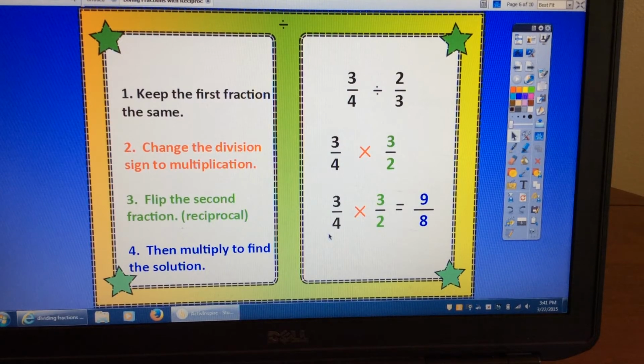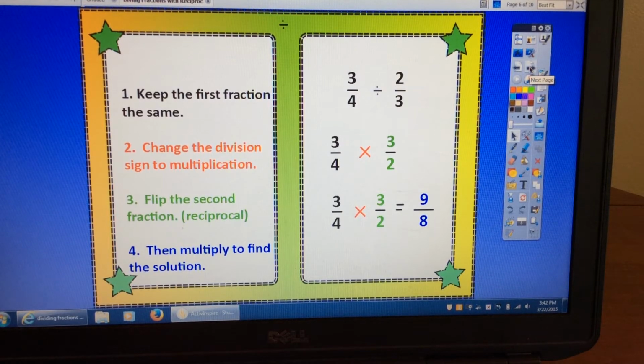Then we multiply, and when we multiply fractions, remember we can just multiply straight across. So 3 times 3 is 9, 4 times 2 is 8. And so 9/8 is our final answer. But of course, we can always reduce that to 1 and 1/8 if we do not need to leave it as an improper fraction. Okay?